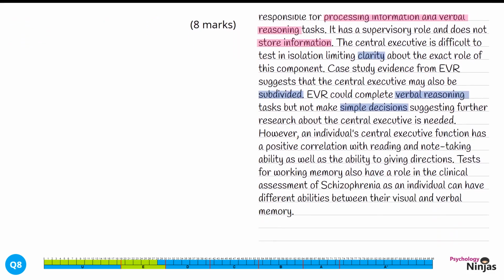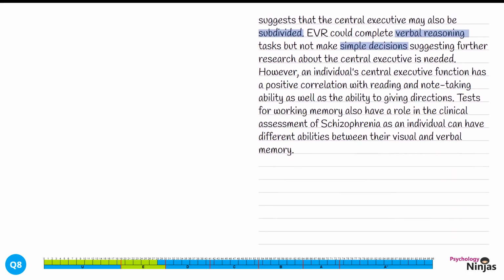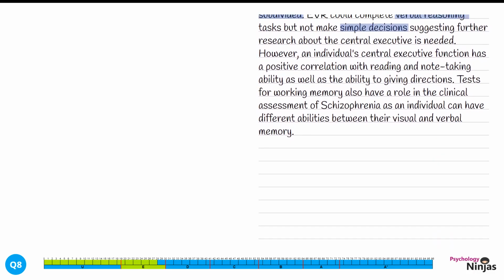However, an individual's central executive function has a positive correlation with reading and note-taking ability, as well as an ability to give directions. Tests for working memory also have a role in the clinical assessment of schizophrenia, as an individual can have different abilities between their visual and verbal memory. We have several different applications here, all of which are saying a positive about understanding the central executive, in terms of reading and note-taking, giving directions, and its role in clinical assessment for schizophrenia. It's time to give a mini conclusion.